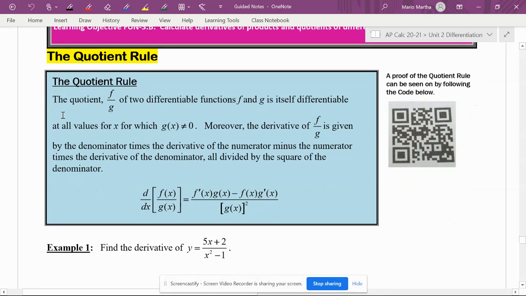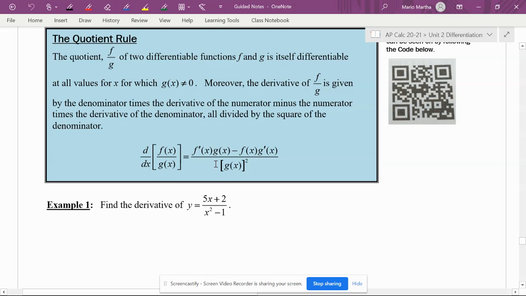So, quotient rule: the quotient f over g of two differentiable functions f and g is itself differentiable at all values of x for which g of x does not equal 0. Moreover, the derivative of f over g is given by the denominator times the derivative of the numerator minus the numerator times the derivative of the denominator, all divided by the square of the denominator. So again, this is pretty much another formula.